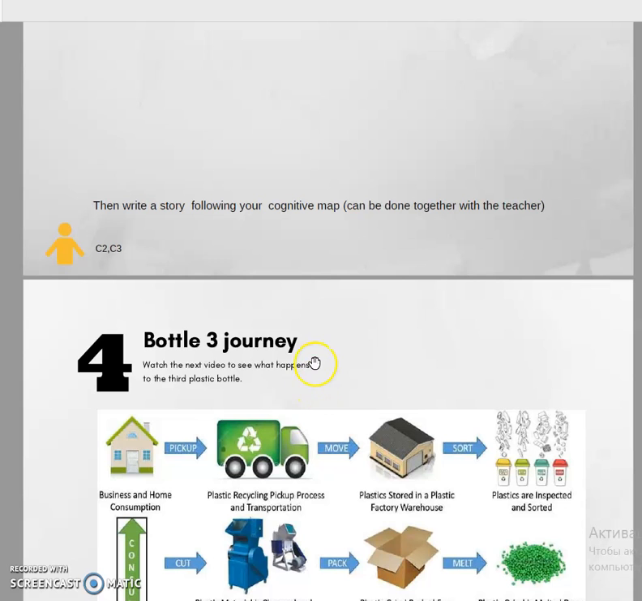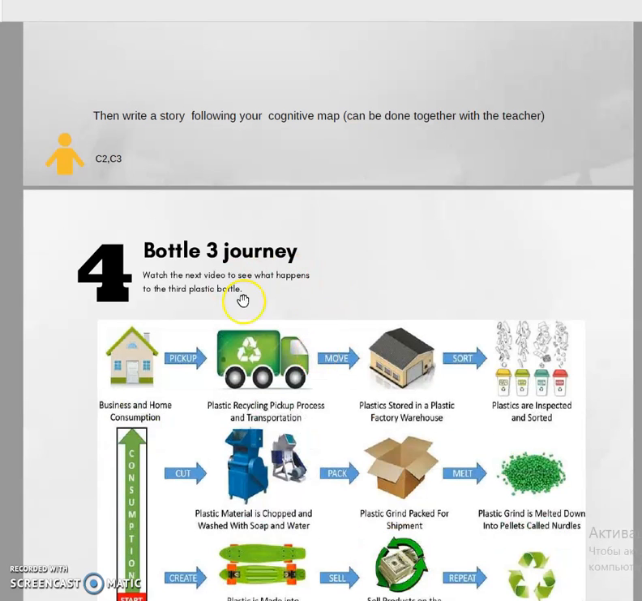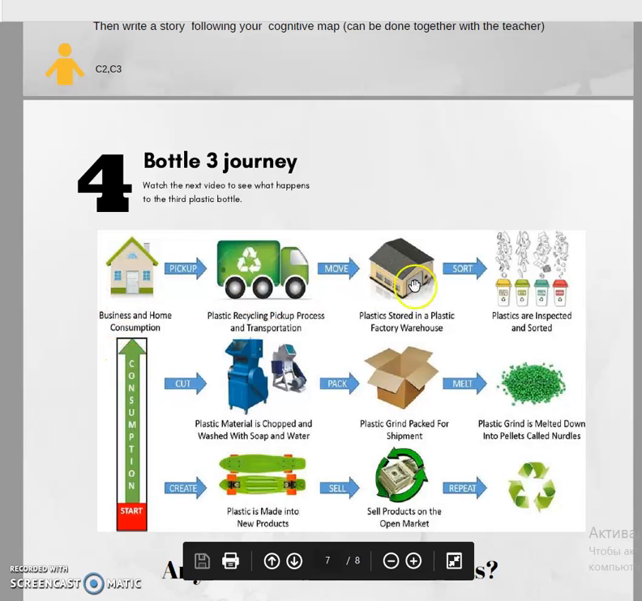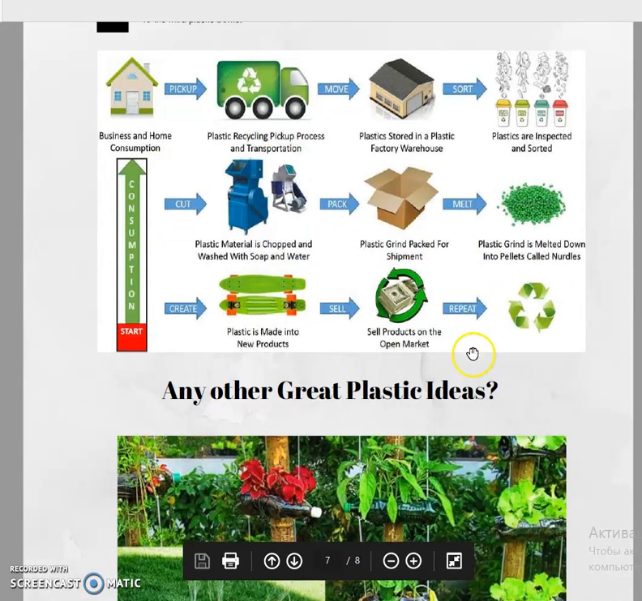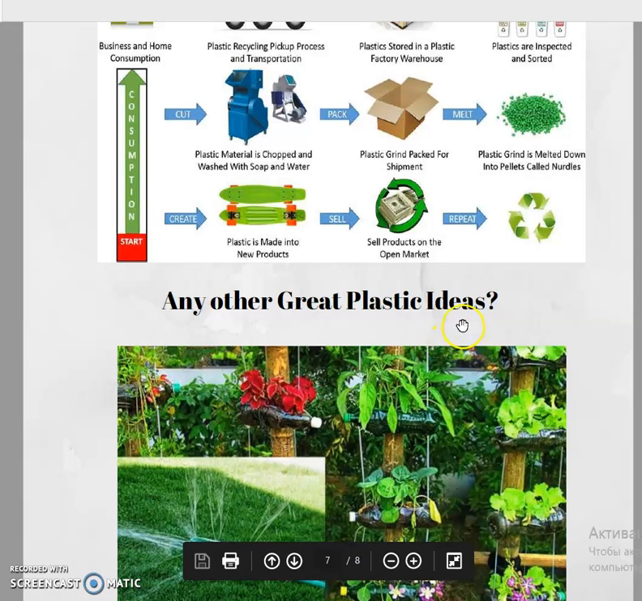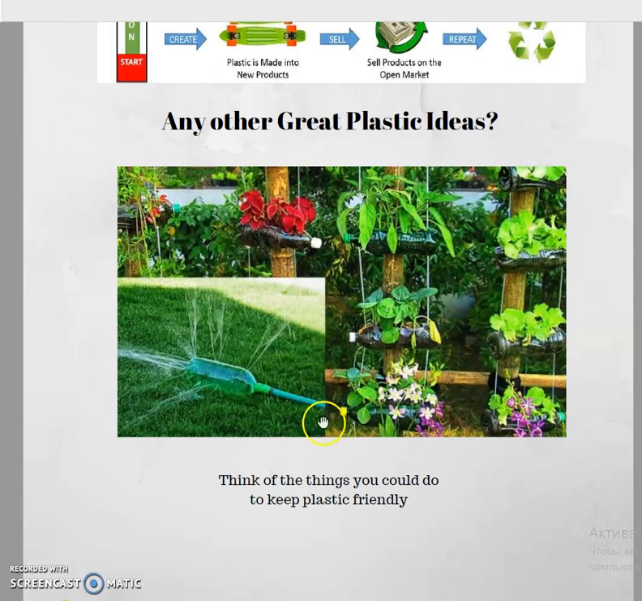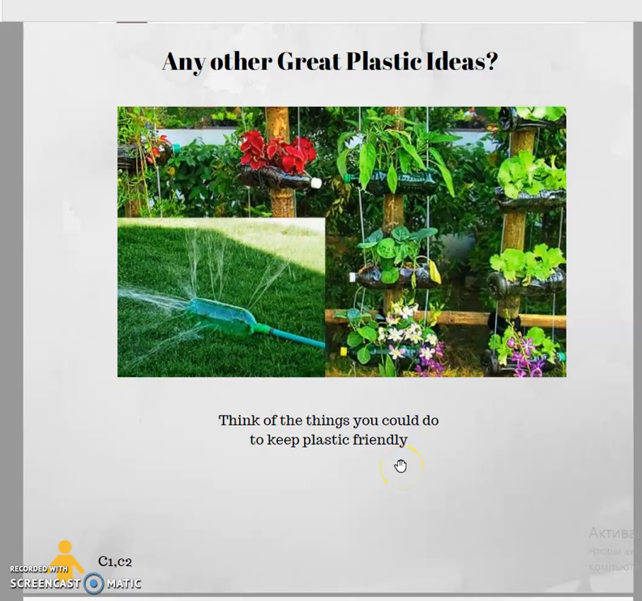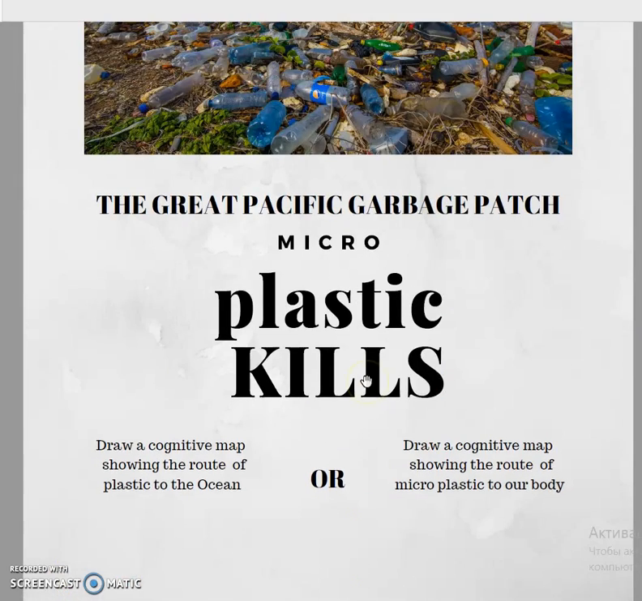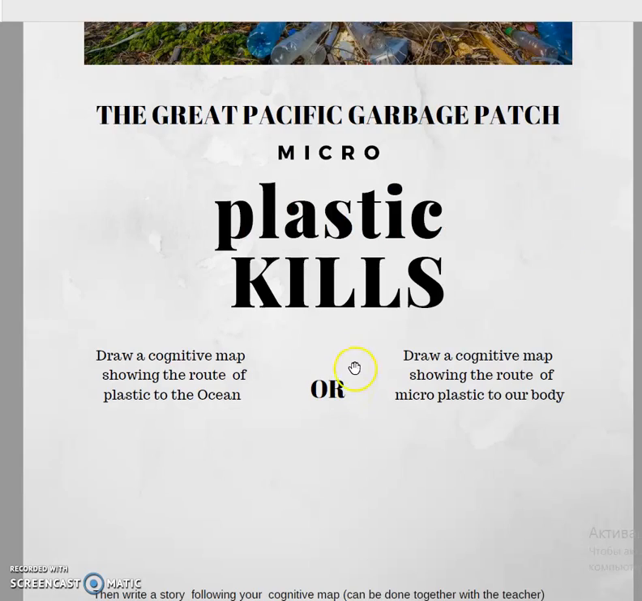The third journey, of the third bottle, will be to the recycling factory, the recycling plant, and how it's all done. They will follow the logic of recycling, and they will meet other ideas which will be quite interesting for them. At the end they will have to pick different projects for their lessons to learn more about plastic recycling or dumping or anything.